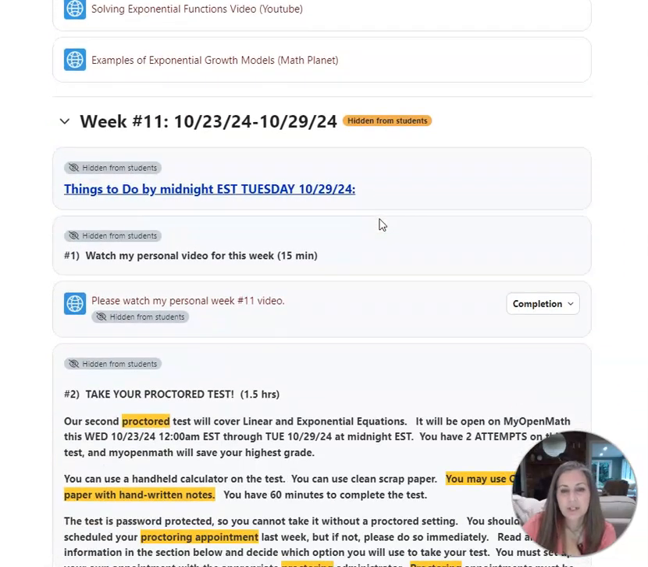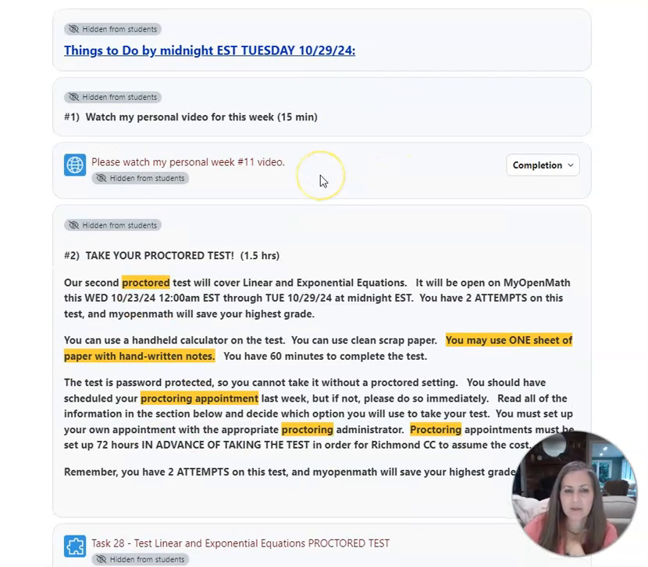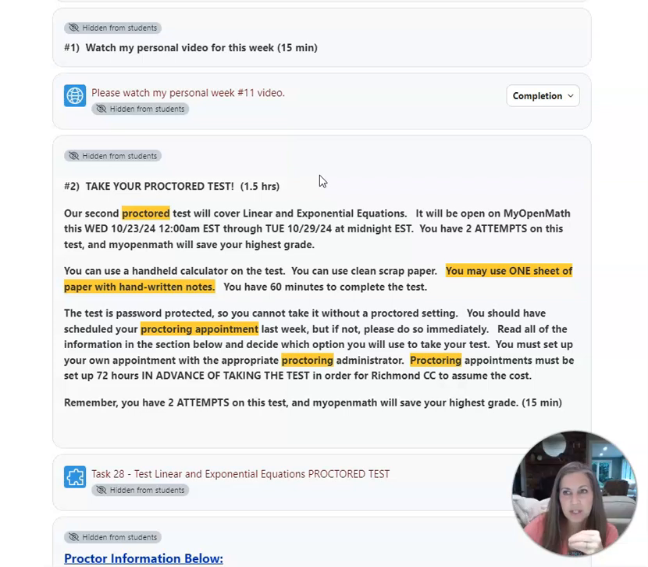Okay, so let's go to this week, week 11. I haven't opened it yet. That's why it says hidden from students. I'm making my video now. You're going to take your proctor test. This is the second of 3 proctor tests. The first proctor test was the ratios, rates, units, and proportions unit that we started out the course with. This is the second proctor test, and the third and final proctor test will be the final exam.